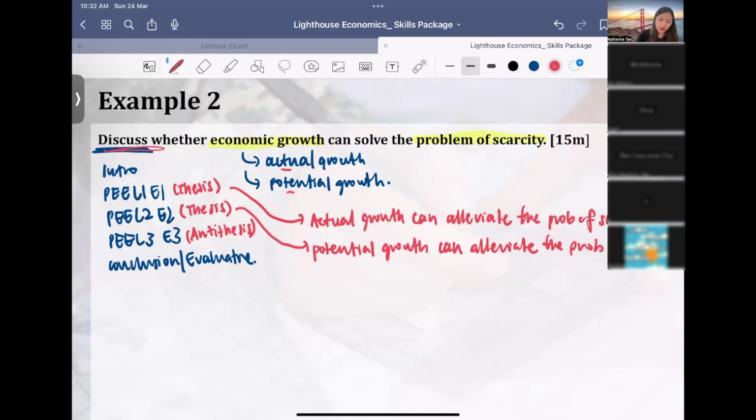So how will your antithesis be? A lot of people think that for the antithesis you have to say, oh, but it cannot solve. But actually, remember that's going to be an evaluative comment. So what you want to say is, maybe economic growth in general, whether it's actual or potential, can worsen the problem of scarcity.